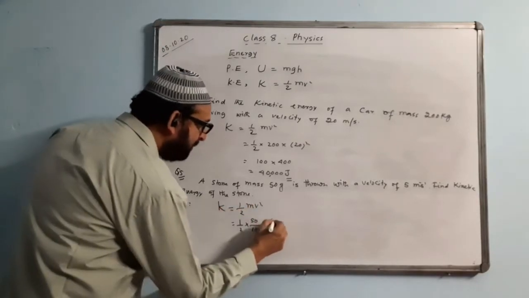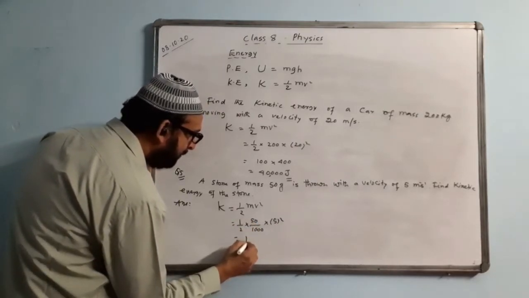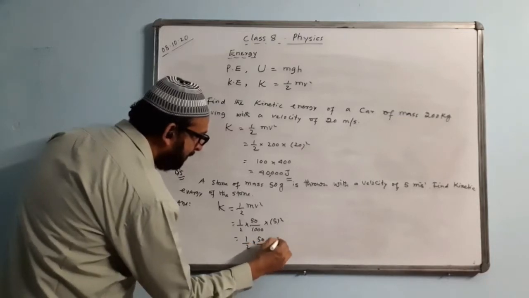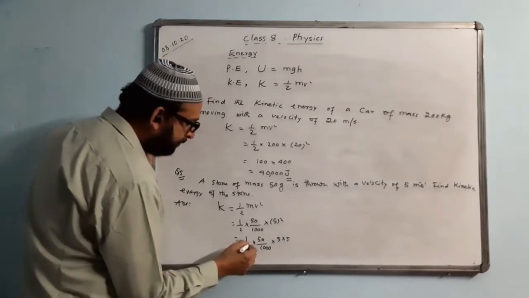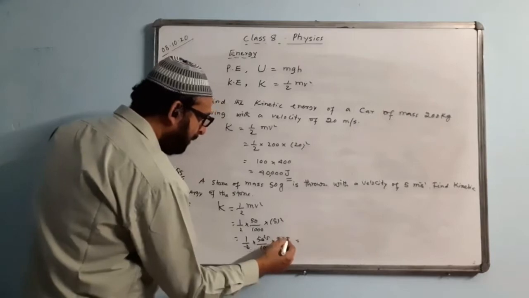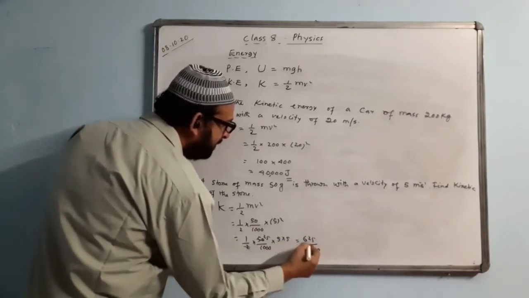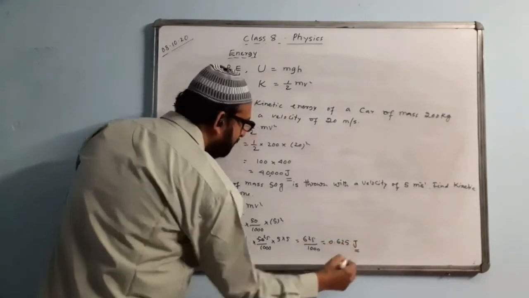Velocity is 5, that 5 is 5. You can get 1.250 upon 1000 into 5 into 5. Now we cancel and find the answer. 2 this will go 25 times. 25, 625 upon 1000. 3 0 remove, put the point here, 0.625 joules.